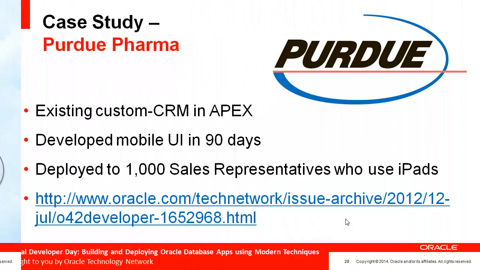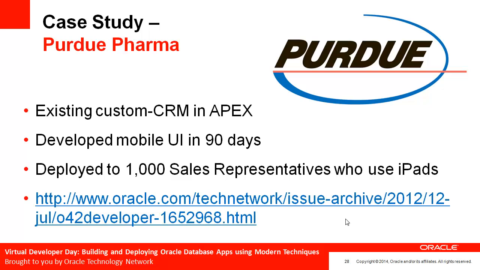Now I'd just like to do a quick case study. Purdue Pharma is a pharmaceuticals company in the US, and they had an existing CRM system that was built in Application Express. Within 90 days, they were able to build a mobile user interface, and they've deployed that to over 1,000 different sales representatives who utilize iPads to use their CRM application while they're on the customer site.